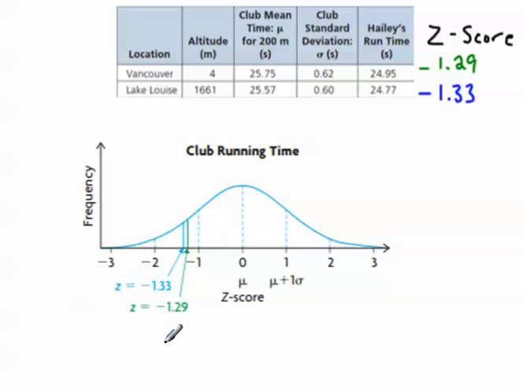The z-score of negative 1.29 is a little bit further in. The further left you are in this table, the lower your time was compared to everybody else. And that's a good thing when you are running. So the question was, where was she faster compared to the rest of the group? The answer to that is Lake Louise, and we found that by using z-scores.